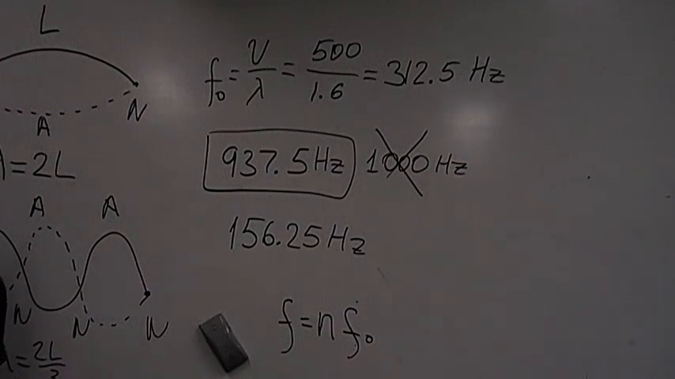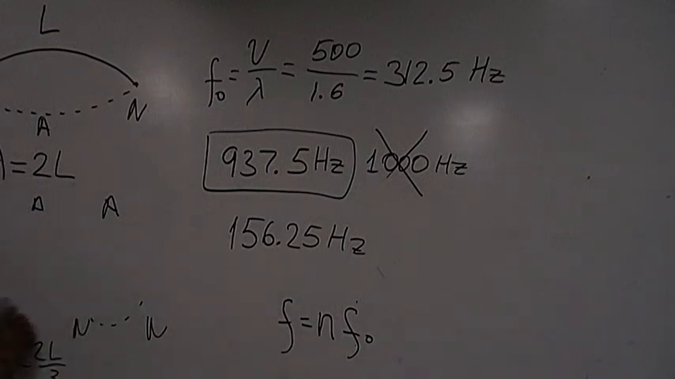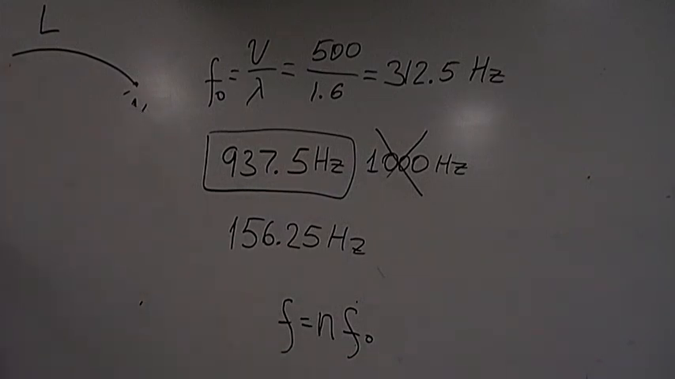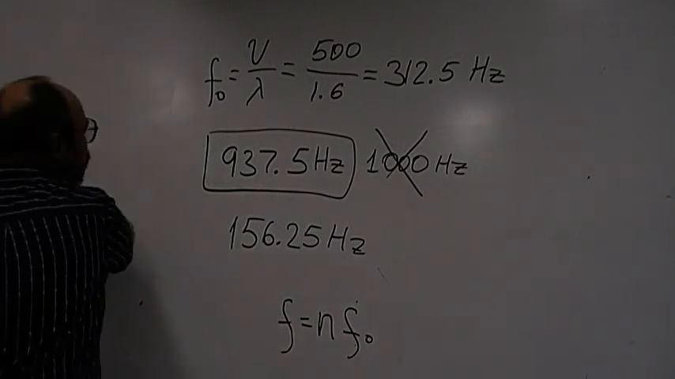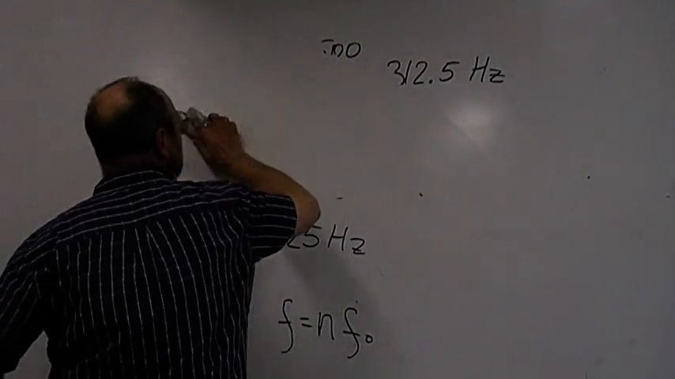That was when the string is fixed at both ends. Now let's consider the situation when the string is fixed at one end only. The longest wave that can be: we have a node at one end and an antinode on the other. That is the longest wave that can make a standing wave on that string if it's fixed at one end.